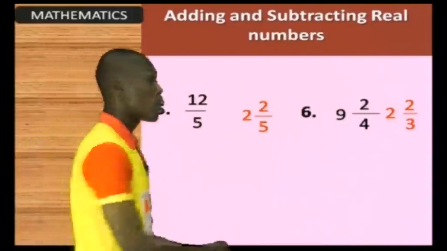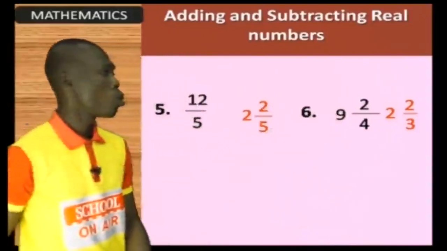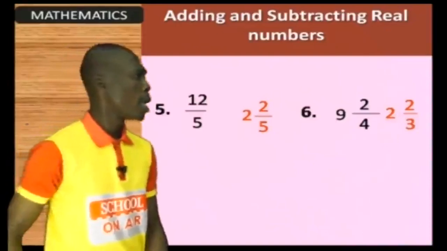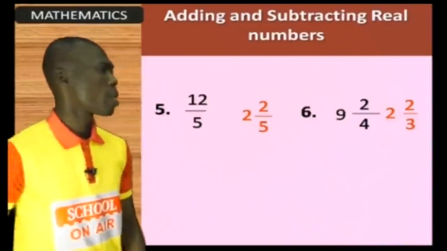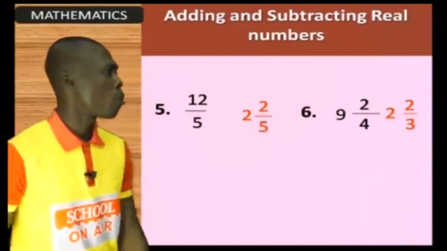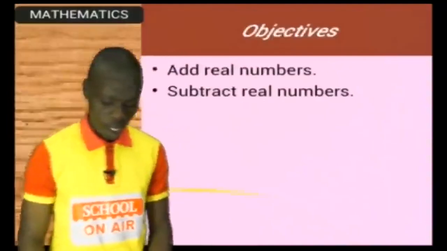And so when you try to do the same thing with 9 whole number 2 over 4 there, what you're supposed to have there is not supposed to give you 9 whole number 2 over 4. So let's just ignore that and move on.